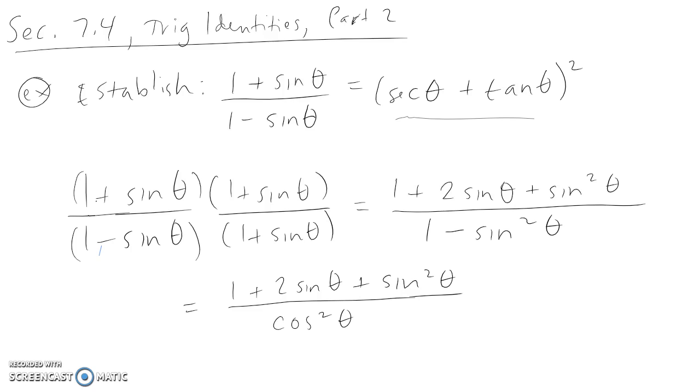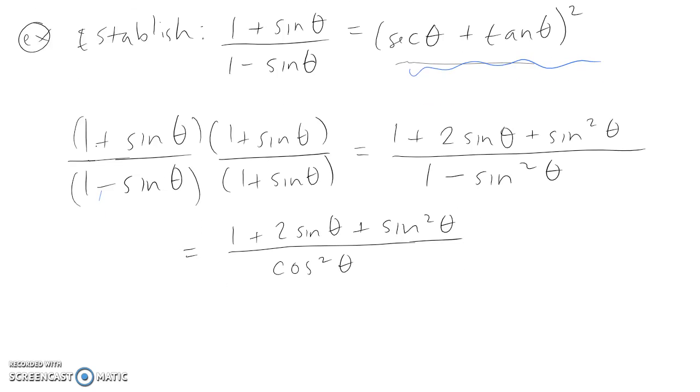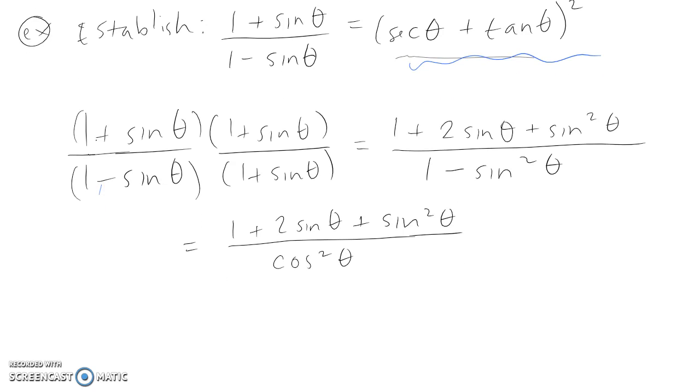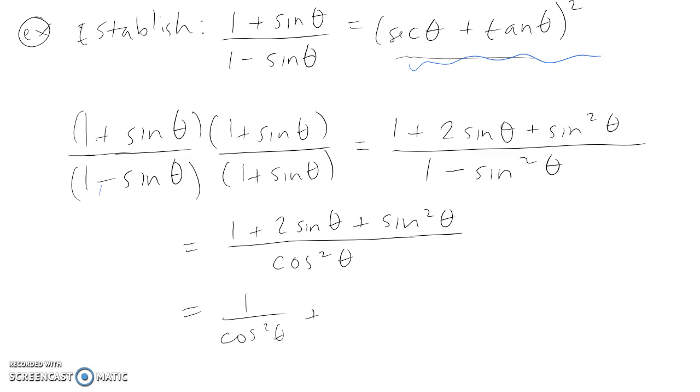I'm going to look back at what I'm going for. It's always a good idea to keep track. I want things in terms of secant and tangent. Well, secant is 1 over the cosine, and tangent is sine over cosine. Interesting. Well, look, I have some 1 over cosines almost, and some sine over cosines almost. If I separate this up into separate fractions using the LCD.